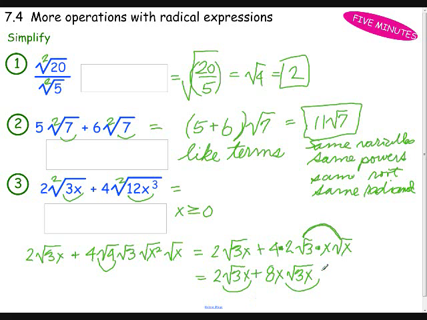So I did end up with the same radical, the square root of 3x, but there's another problem. I suppose I could write it like this: 2 plus 8x square roots of 3x. You see, my problem here is that the 2 and the 8x now are not like terms. I can't combine them. I guess I was not destined to be able to combine those.